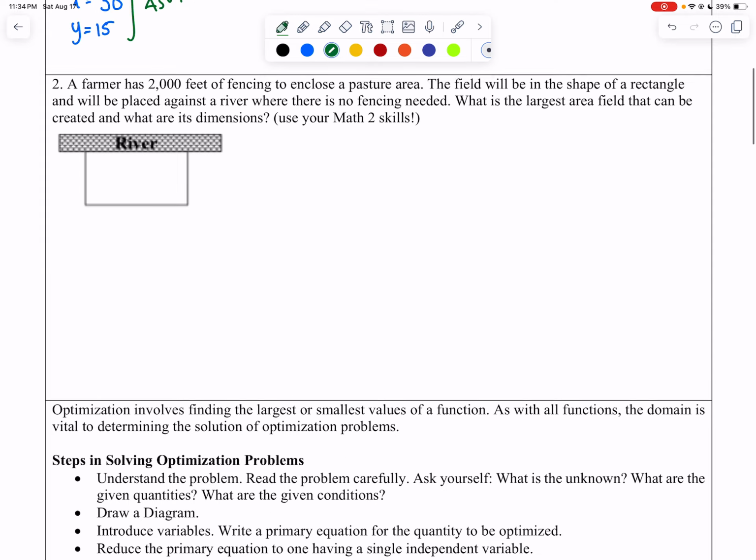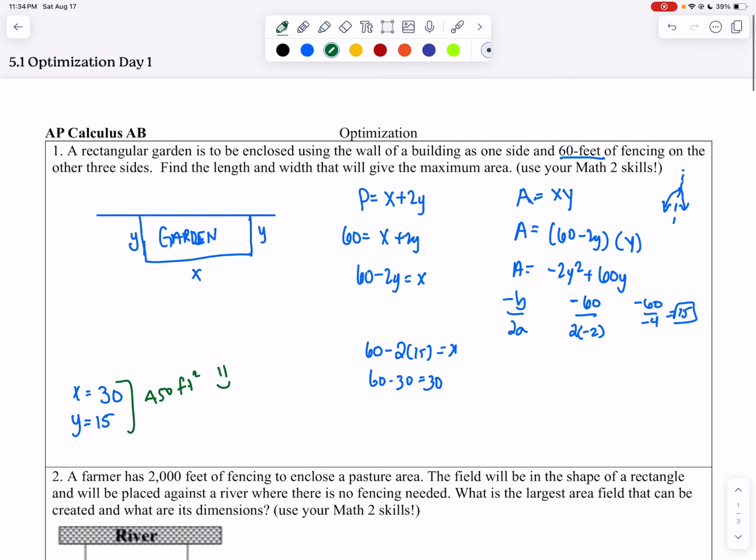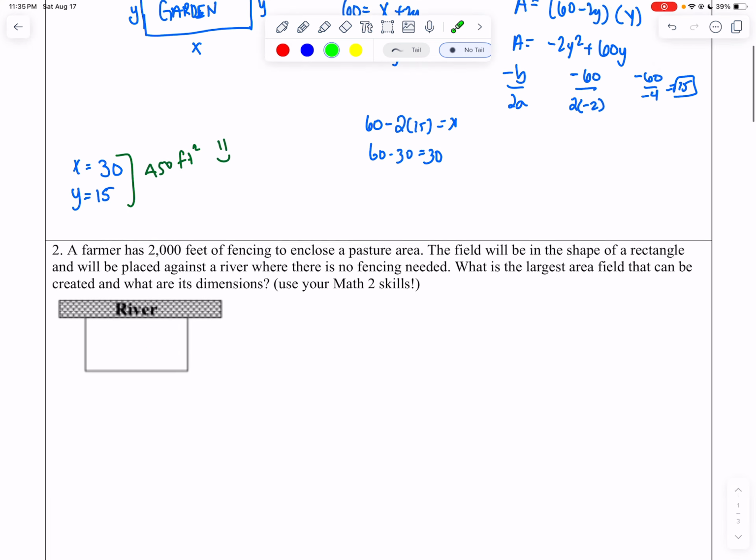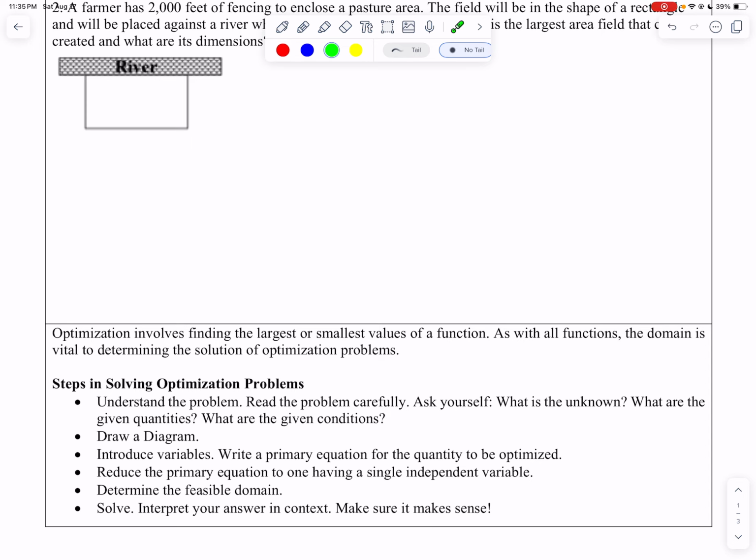So notice how here on number 1, we kind of had two equations. We had P is equal to X plus 2Y, and we had A is equal to X times Y. Our primary equation would be the equation that we want to find our maximum of, aka this right here. So this equation right here was called our secondary equation because we needed this to make sure that we had one variable, in this case, Y. We want to determine our feasible domain. And then we are going to solve and interpret our answer in context. Obviously, we want to make sure that our answer makes sense.